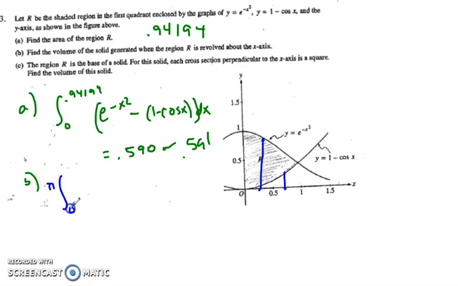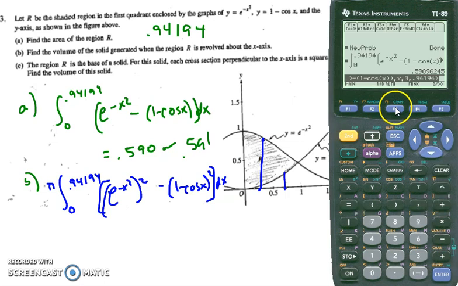So we have a pi out in front, we have limits of integration, same as above, and then we have e to the negative x squared squared minus 1 minus cosine x squared dx. So we go back to our calculator and we are going to type it all in. I'm going to go ahead and modify what we had just above because it's easy to modify. So I square the first, big R, and then I'm going to square the little r, and same limits of integration.